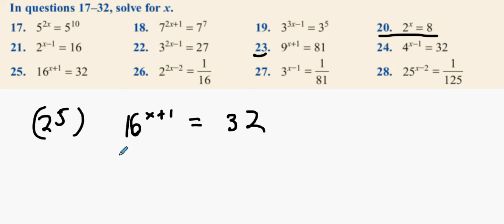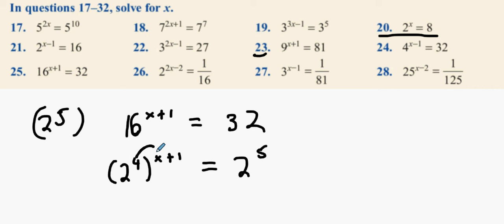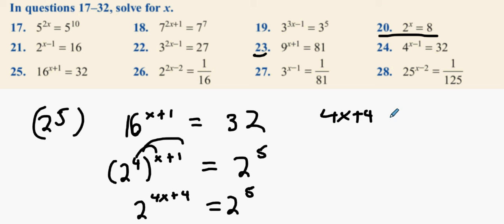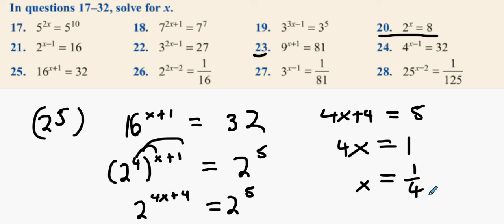What does 16 turn into? To the power of 4. What does 32 turn into? To the power of 5. What happens here? It's the multiplication rule. So what happens? 4x plus 4 equals to the power of 5. What can I say next then? 4x plus 4 equals 5. Bring it over to your side. X equals a quarter.